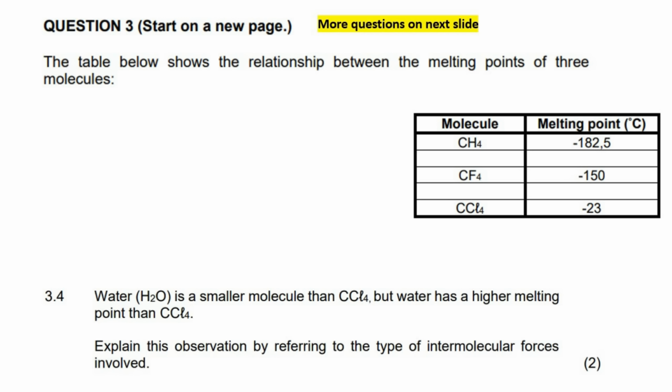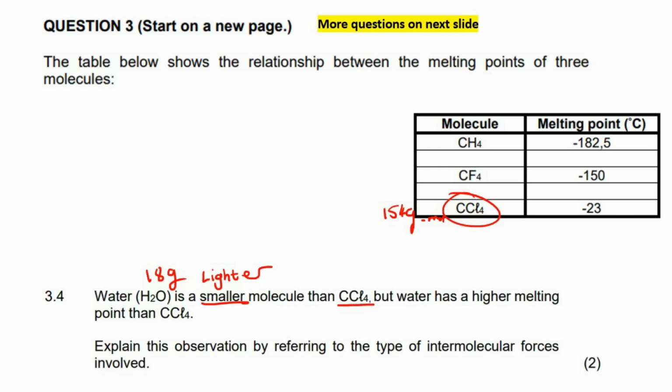Okay, water is a smaller molecule than CCl4. What that means is they're trying to say that it is lighter. So it has less electrons. Water is only 18 grams per mole. Whereas this one we said was like a huge amount. Remember, it was like 154 grams. But water has a higher melting point than CCl4. Explain this observation by referring to the type of intermolecular forces.